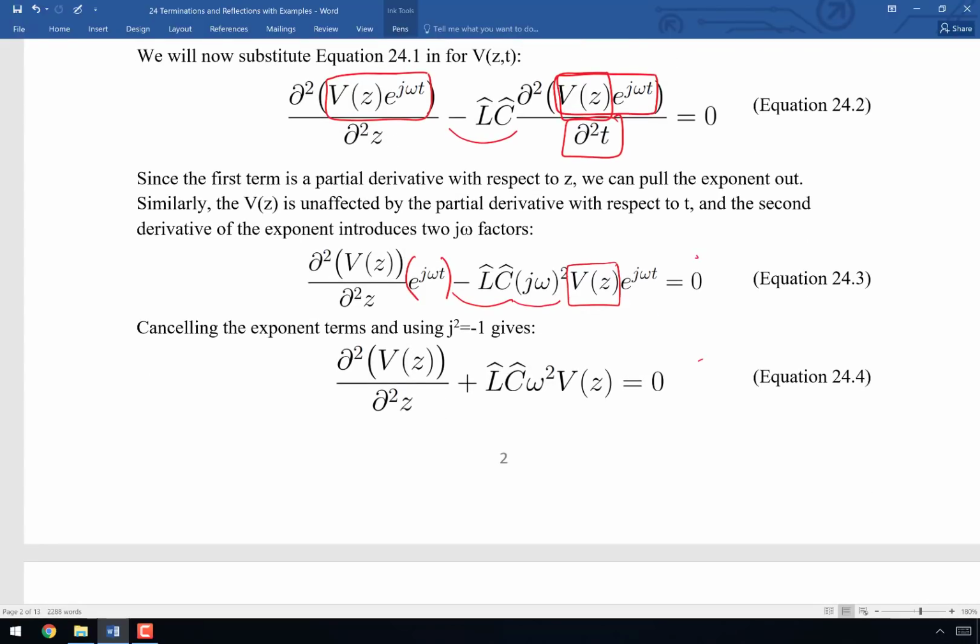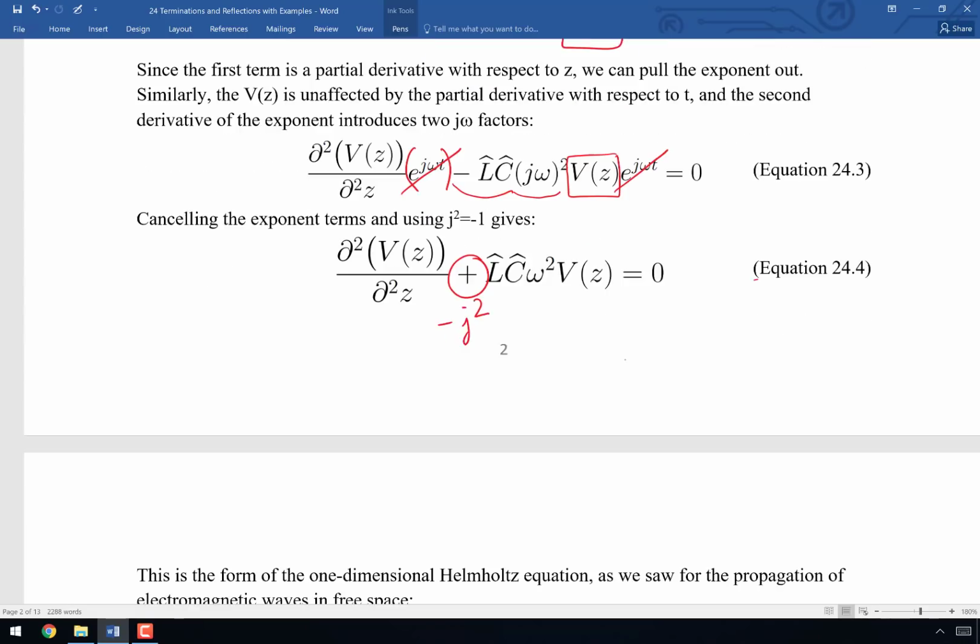We're going to cancel the e to the j omega t's because they're in both of the terms. And then j squared is equal to negative 1. That negative 1 times the negative sign is going to give me this positive sign right here. So this is negative j squared, which becomes a positive sign. The L hat and C hat stick around, the omega squared sticks around, everything else is going to stay here.